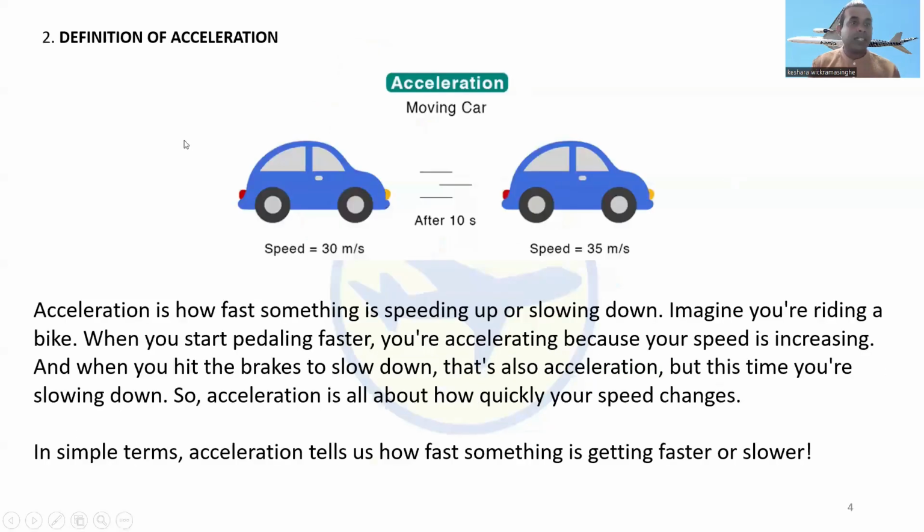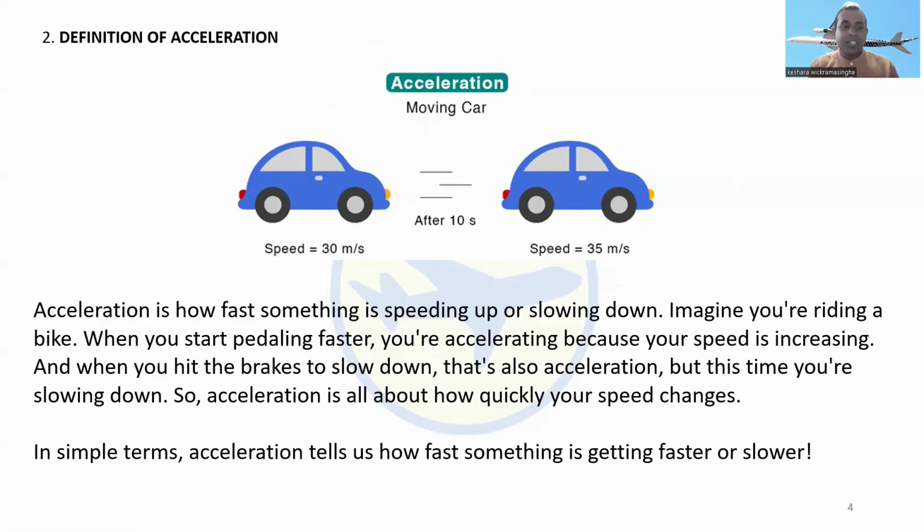Now let's go to the next one, the definition of acceleration. You can see the picture over there, a moving car. Acceleration is how fast something is speeding up or slowing down. For speeding up we call it acceleration, and for slowing down we call it deceleration.